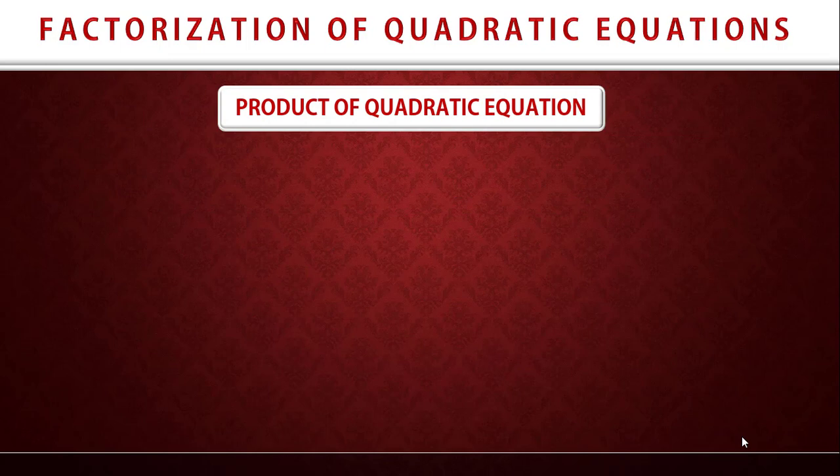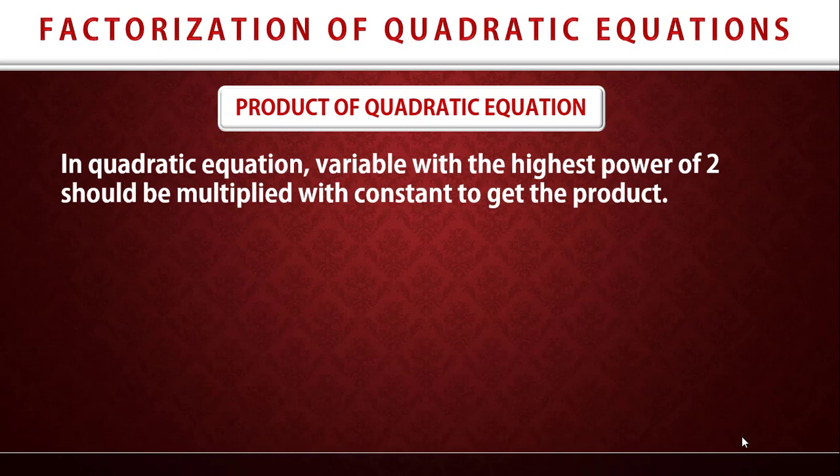So we're starting with the product of quadratic equation. In order to determine the product of quadratic equation, remember product means multiply. In quadratic equation, the variable with the highest power of 2 should be multiplied with the constant to get the product. What do we mean by this?